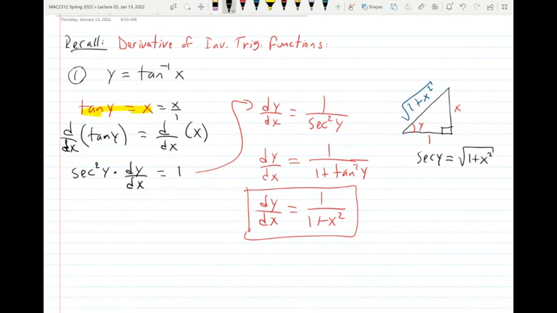Okay? So there are two ways of getting here. You either use an identity, or if you don't want to use identities, you can use a triangle. I'm bringing the triangle up because we're going to need this later on.